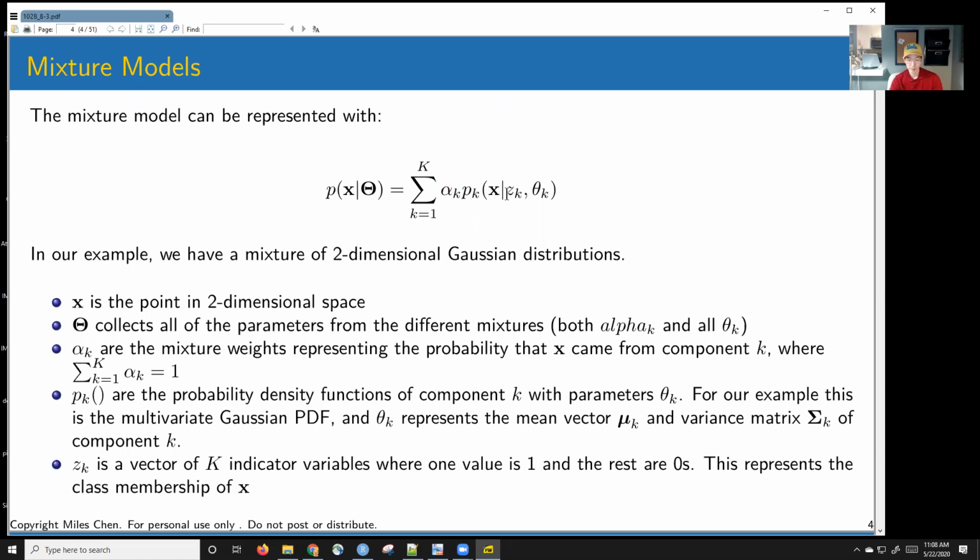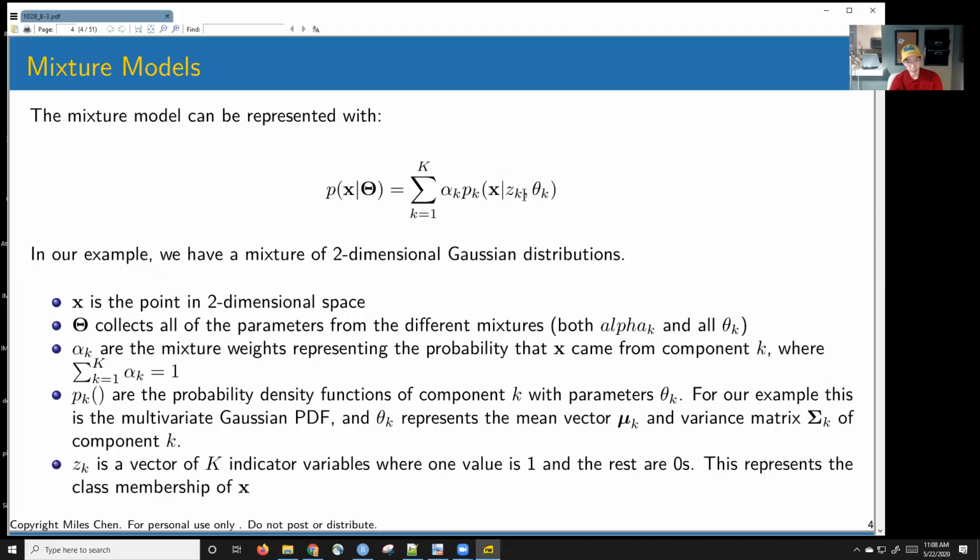The PDF is defined by its parameters. In this case, theta sub k represents both the mean vector and the variance matrix sigma. This is the generic form for any kind of mixture distribution. Here we're specifically going to be using a mixture of multivariate Gaussians, so p sub k has theta sub k's that represent the parameters of that distribution.